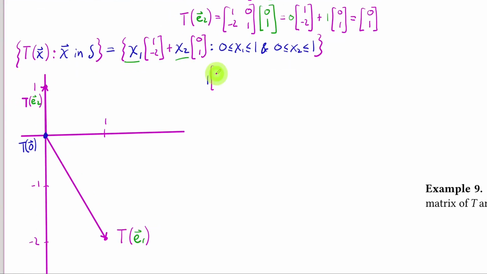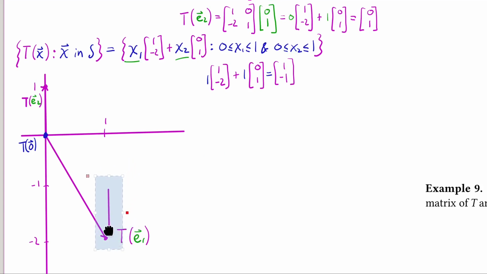Or you could do 1 times T of e1 plus 1 times T of e2, and you get the vector 1, negative 1. Of course, that's what you would get when you connect these tip to tail, like so. So you end up at that point on the parallelogram.